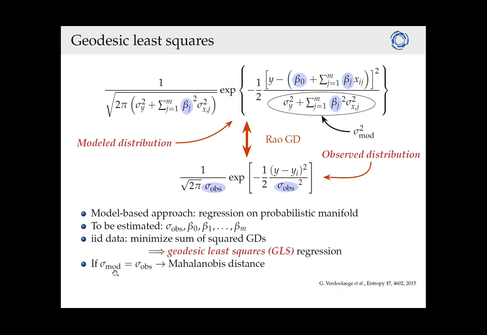And in fact, if you would force the modeled standard deviation to be equal to the observed standard deviation, then the raw geodesic distance between those two distributions would reduce to the Mahalanobis distance, and you would actually just get maximum likelihood. So that is a special case, if the standard deviations are forced to be the same. In geodesic least squares, the standard deviation of the model distribution and observed distribution can be different.